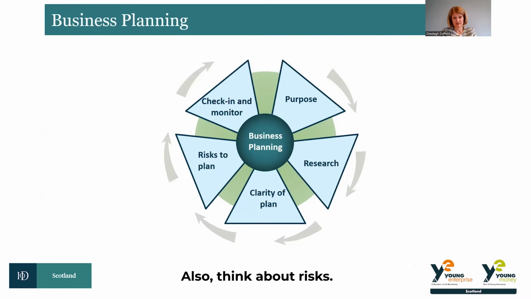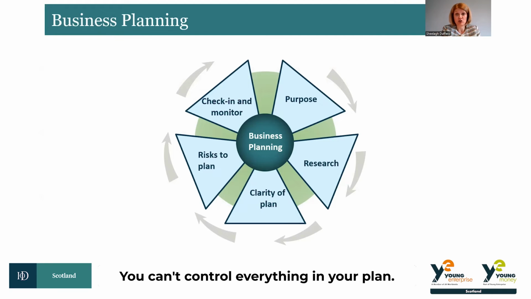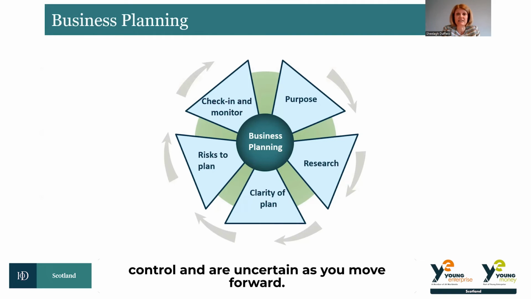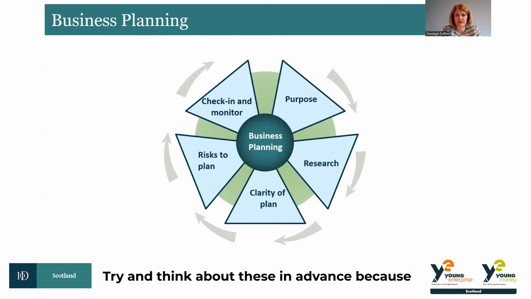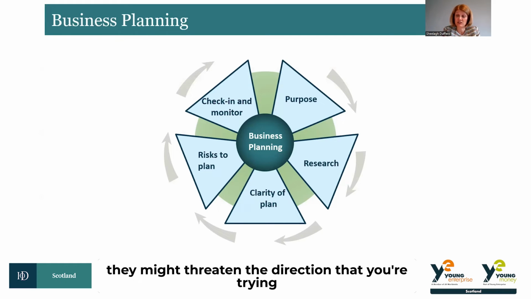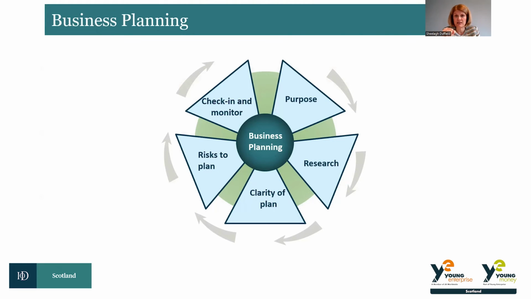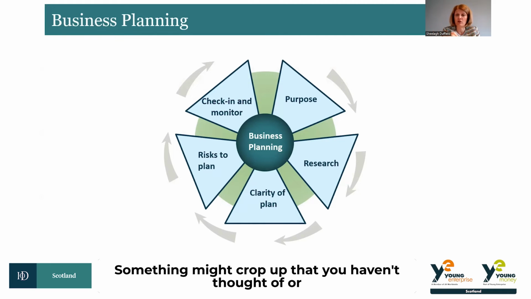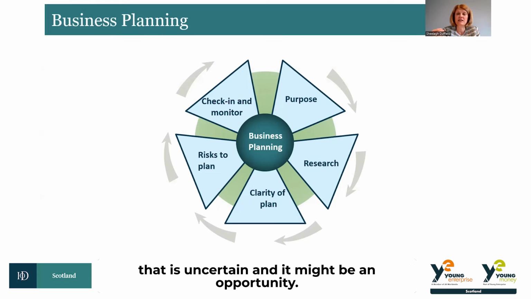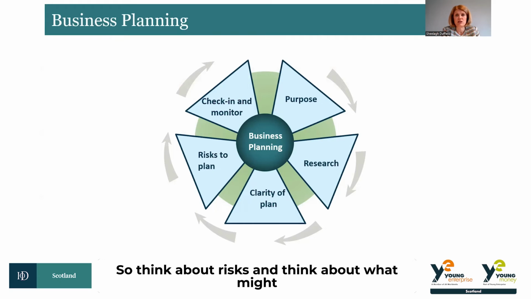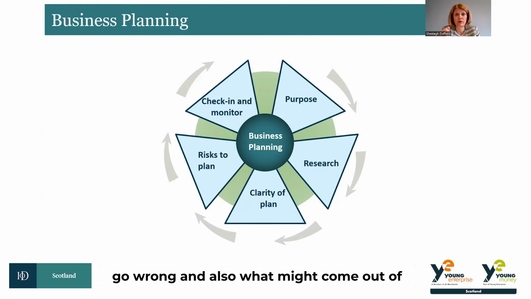Also think about risks. Now, risks are uncertainties. You can't control everything in your plan. There are going to be things that you can't control and are uncertain as you move forward. Try and think about these in advance, because they might threaten the direction that you're trying to take, but they might also present opportunities. Something might crop up that you haven't thought of or that is uncertain, and it might be an opportunity. So think about risks and think about what might go wrong and also what might come out of an uncertain situation that might be positive.